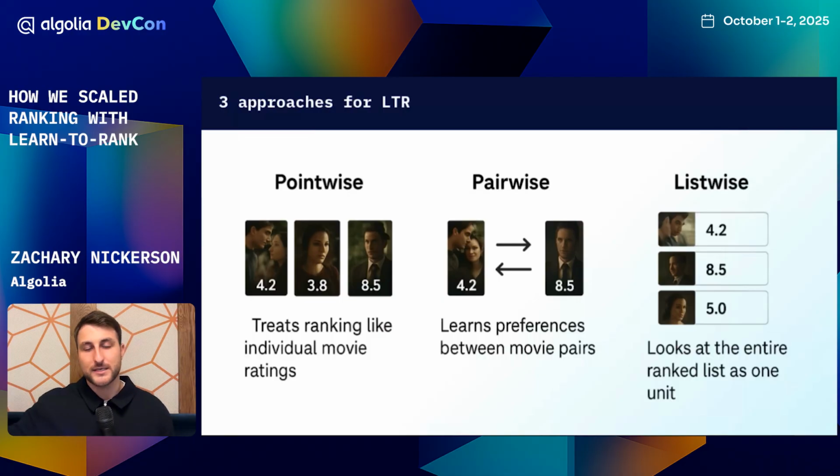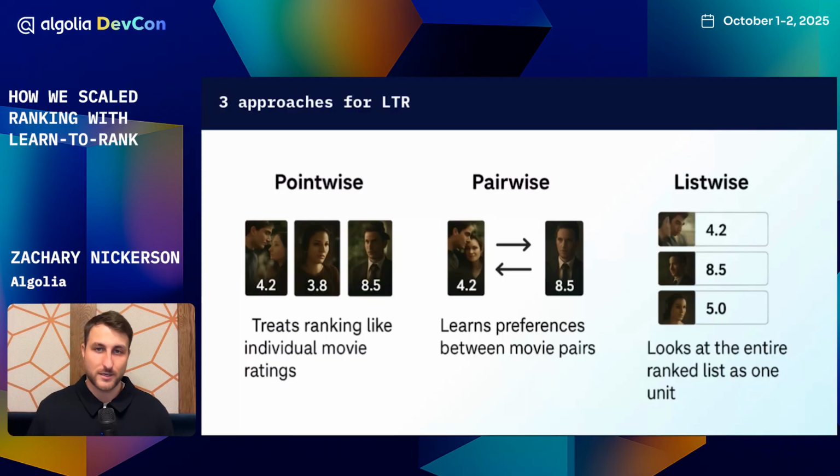The second method is called pairwise. This method learns preferences between pairs of items. So given two movies, it figures out, okay, movie A should rank higher than movie B for this query. And it's actually better because it focuses on the ordering, like we said. But training requires comparing every single item to every other item. So that's O(n squared) complexity, which gets really expensive.